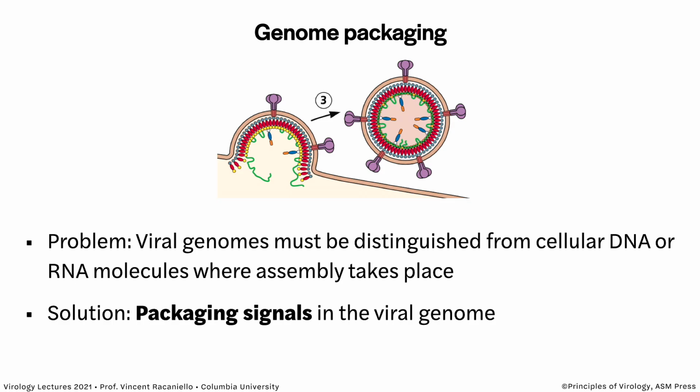Now, when you make a particle, one of the key aspects of making it is to make sure only the viral genome gets in and not cellular nucleic acids. That would be a waste, right? So this is called genome packaging. When I say genome packaging, I'm talking about getting only the viral genome into the capsid. And how do you distinguish it from cellular DNA or RNA molecules? Wherever the assembly is taking place, how do you distinguish it?